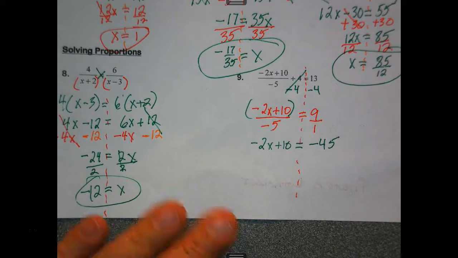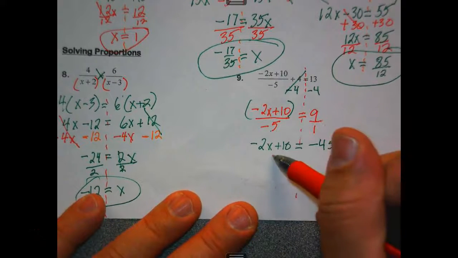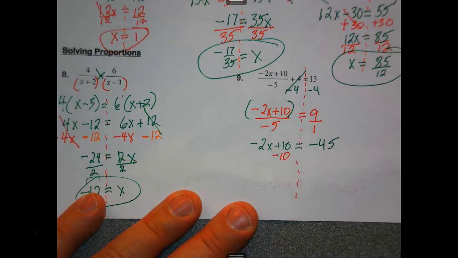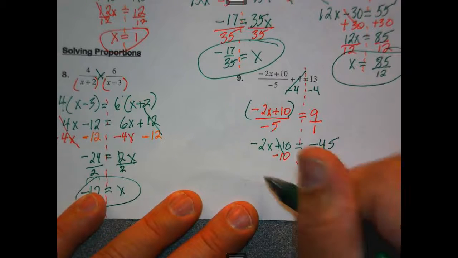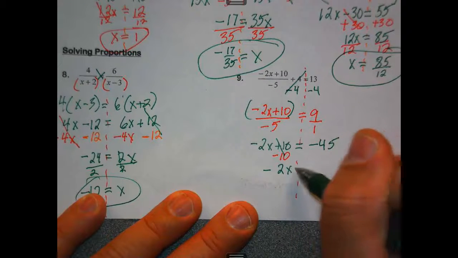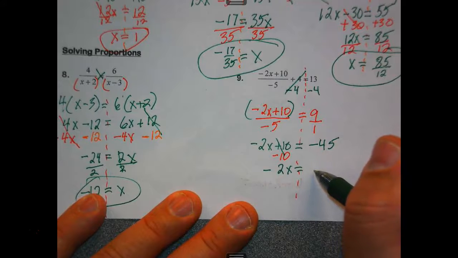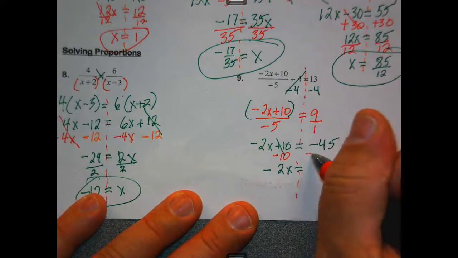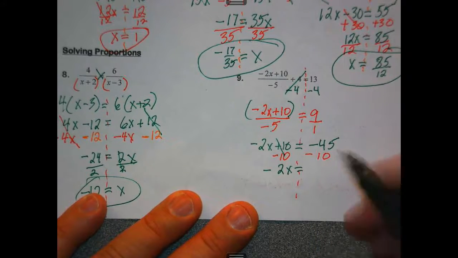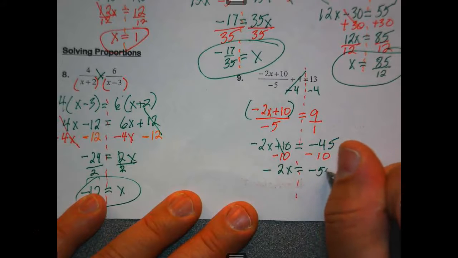I'm going to bring my numbers to the right-hand side, so I'm just going to subtract 10. The x's are already over there. Negative 2x equals negative 55. So x equals what?